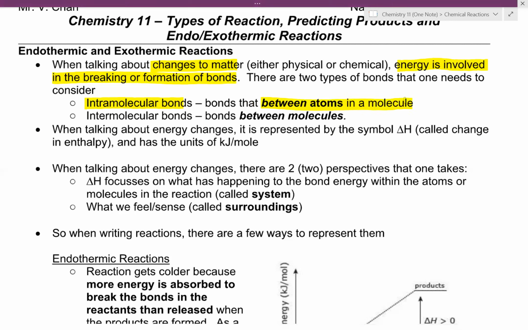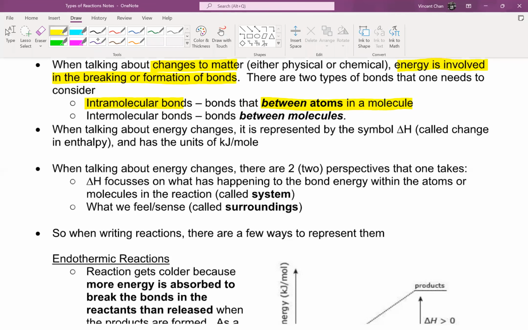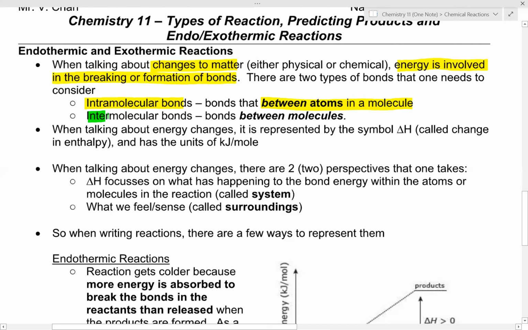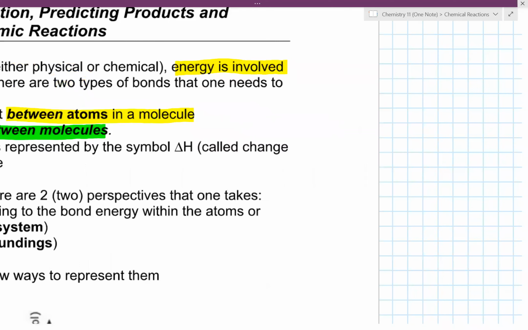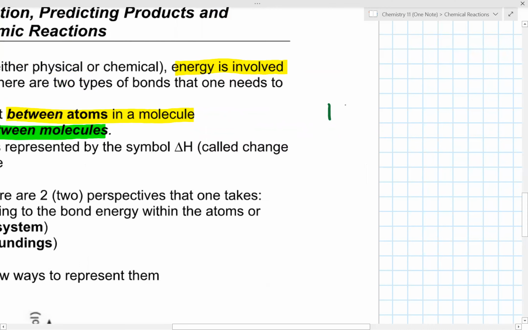And we have intermolecular bonds. So intermolecular bonds are bonds between molecules. Okay. Now, if you were thinking about what do I mean by this? Let's say we have water. So we have water, water, water.